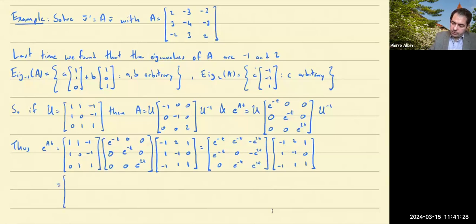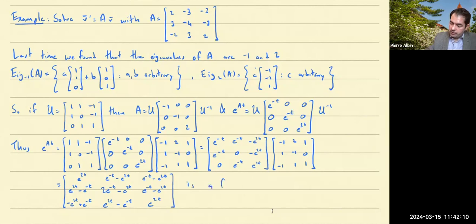And if you multiply that out, we end up with e to the 2t, e to the 2t minus e to the minus t, minus e to the 2t plus e to the minus t, e to the minus t minus e to the 2t, 2 e to the minus t minus e to the 2t, and e to the 2t minus e to the minus t, and then e to the minus t minus e to the 2t, e to the minus t minus e to the 2t, and e to the 2t.